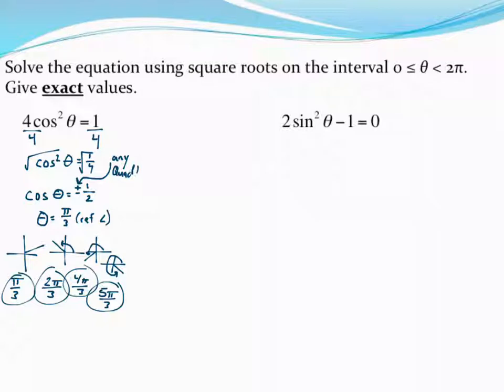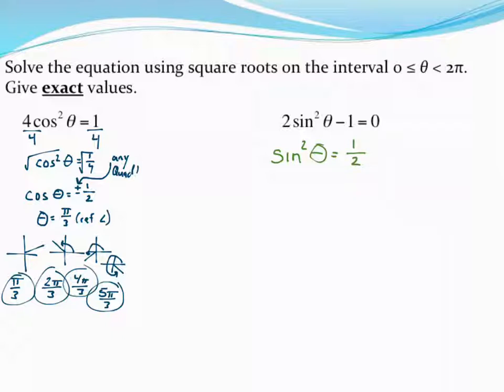Alright, I'll go ahead and show you one more, although this would be a great time to maybe pause the video and try this on your own if you want to do that. Once again, I want to start by getting the squared part isolated. So I'm going to go ahead and add the 1 over there, and then at the same time I'll divide by 2, so I end up with sine squared is equal to 1/2.